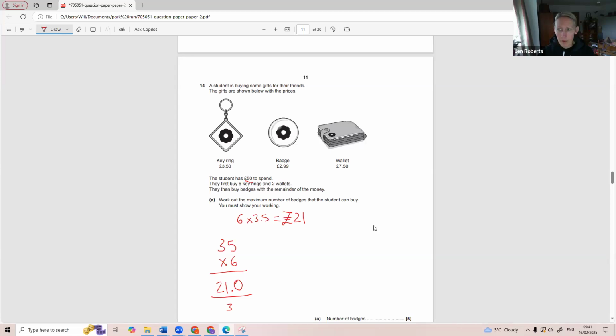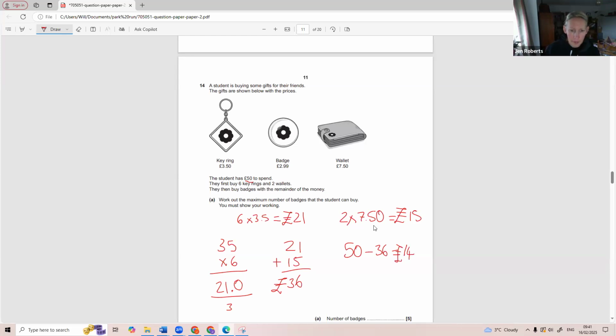2 wallets at £7.50. Well, double £7 is £14. Double 50p is another pound, so £15. So show all your working. So what's our total? So what's 21 add 15? £36. £50 to spend. So what's 50 take away 36? You can actually work this out mentally and just put your answer in, or you could have a column subtraction here. But £4 to 40, another 10 to 50 would be £14.